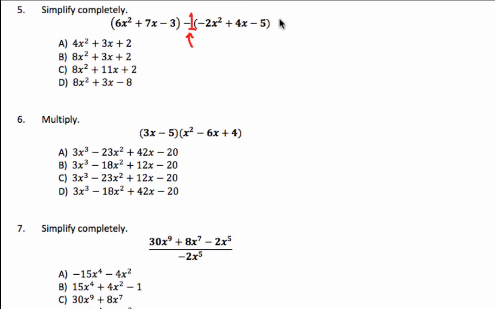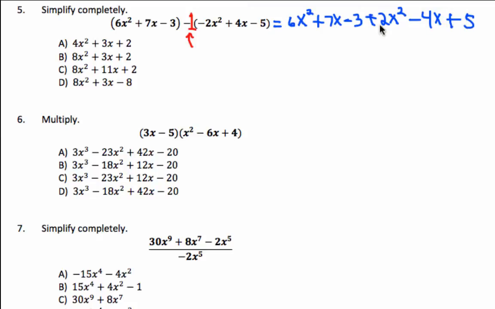So we have 6x squared plus 7x minus 3. And now we can distribute. We have a negative 1 times negative 2x squared, which is positive 2x squared. We have negative 1 times positive 4x, which is negative 4x. And we have negative 1 times negative 5, which is positive 5.